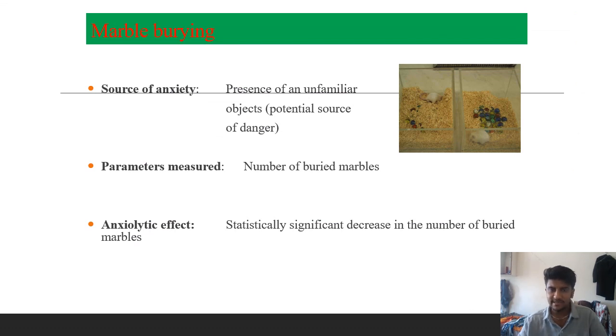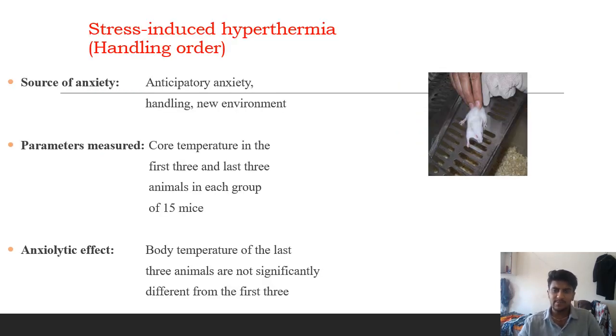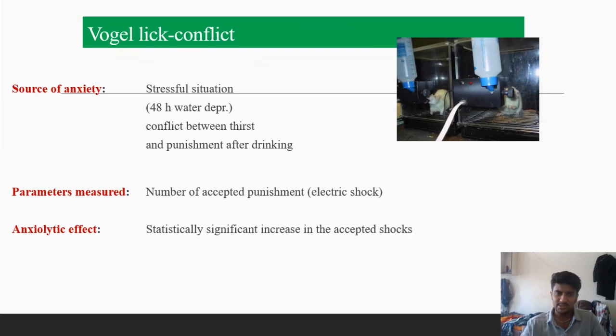Then we have marble burying test. So presence of any unfamiliar objects is a potential source of danger. Parameters are number of buried marbles. So you check the number of buried marbles and then you estimate the particular activity. Then we have stress induced hyperthermia. This is a very important concept. So whenever you want to check the anti-pyretic activity or analgesic activity or activity against hyperthermia, there can be stress induced hyperthermia, there can be heat induced hyperthermia, and a lot of different conditions can be used.